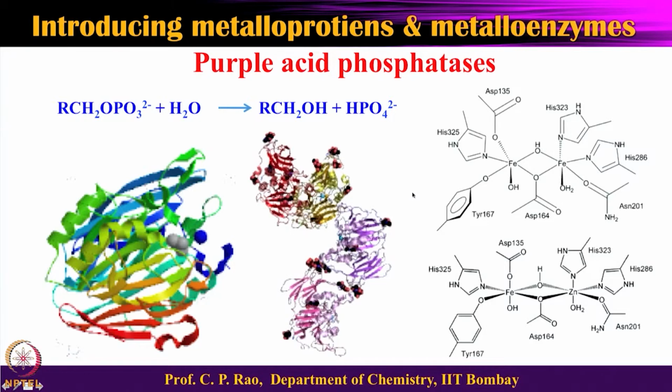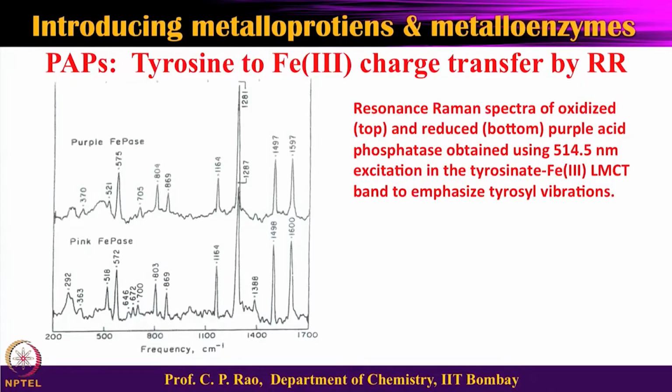Okay? And the 2 aspects that we have stressed now, one is the purple color, the other is the oxidized and the reduced forms of this. Let us try to understand how one studies this purple color, and how one studies these oxidized and reduced forms, particularly when you take the mammalian case. Now, as I said already, the purple color is coming from the LMCT, ligand to metal charge transfer.